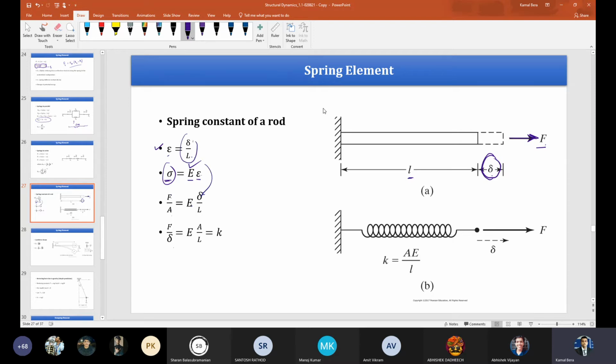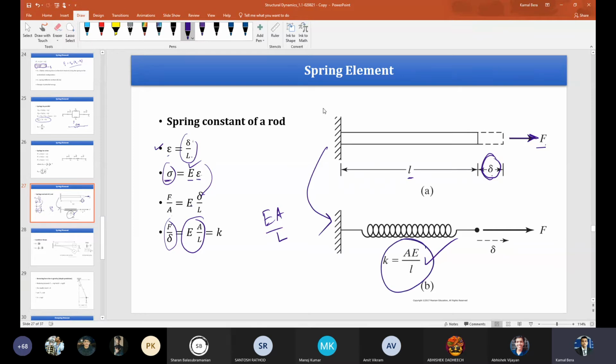So I can write F by delta, which is nothing but the spring constant, because force is required to produce any deformation. So F by delta, I will get EA by L. Remember this term EA by L as the spring constant for axial deformation of a bar. So I can represent this as an equivalent spring where K is this.